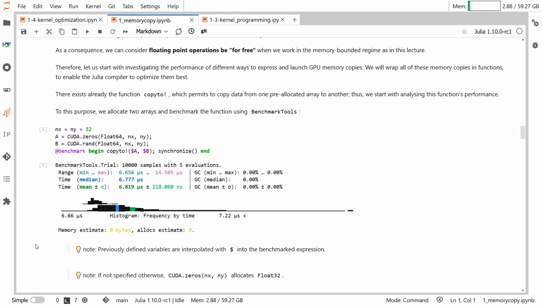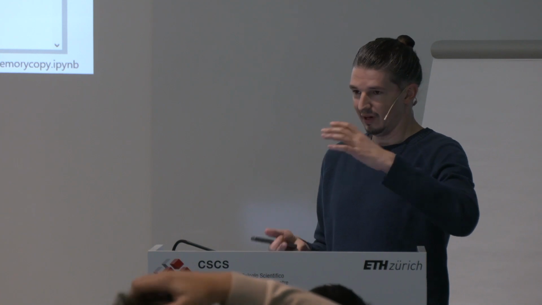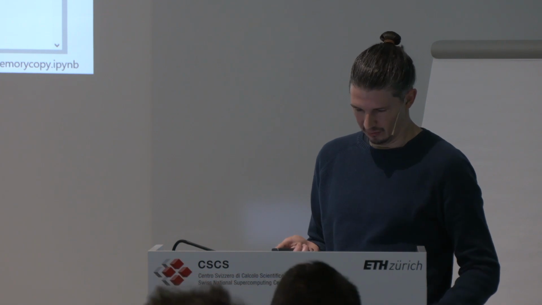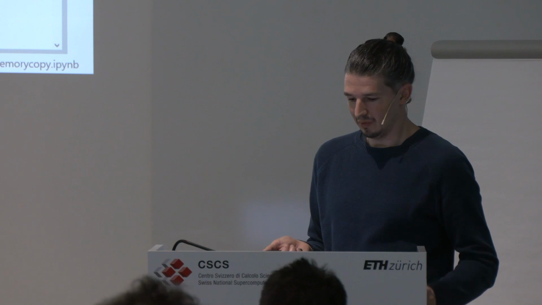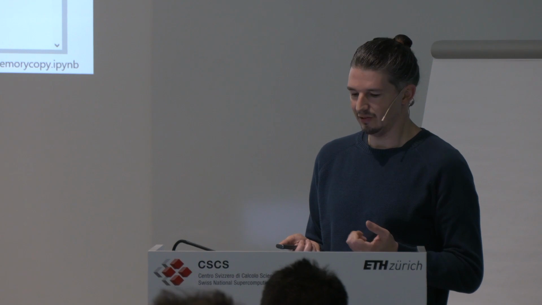And so now we start investigating the performance of different ways to express and launch the GPU memory copies. And we will wrap all of these memory copies in functions to enable the Julia compiler to optimize them the right way. Because when you do everything in a global environment, just like a plain script without functions, then Julia cannot do so much in terms of generating a good code.